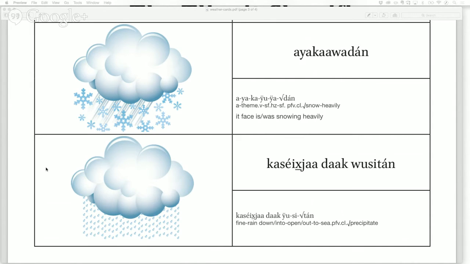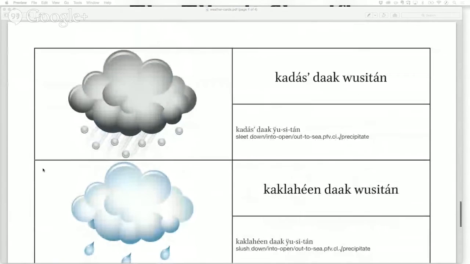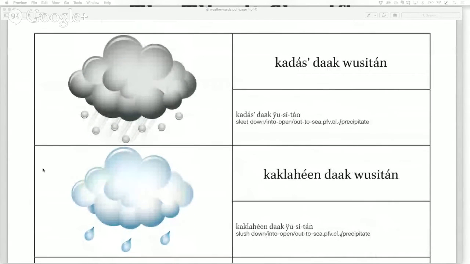That's that really fine rain, and it sort of blows around in just the slightest breeze. This one doesn't happen too much around here.